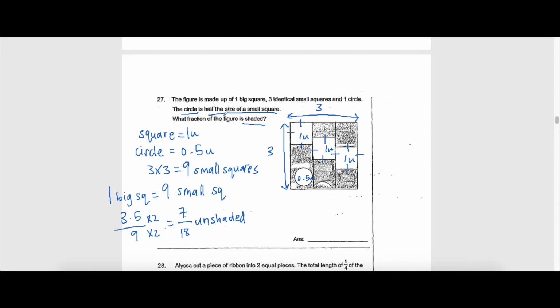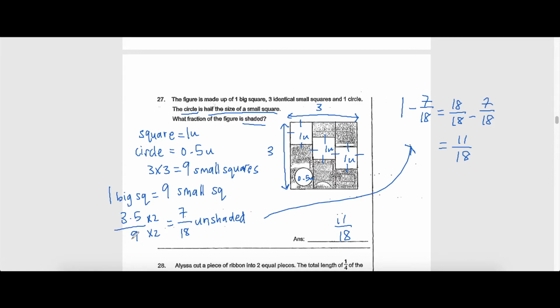Alright, so what fraction is shaded? Let's continue here. Shaded would just be 1 whole minus 7 out of 18, which is 18 out of 18 minus 7 out of 18. I'm going to get 11 out of 18. That's my answer.